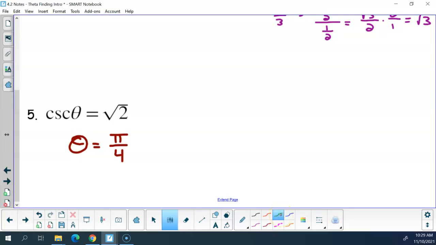So cosecant is 1 over y, right? So if I'm looking at pi over 4, then that's going to be 1 over the square root of 2 over 2, which is 1 times 2 over the square root of 2.